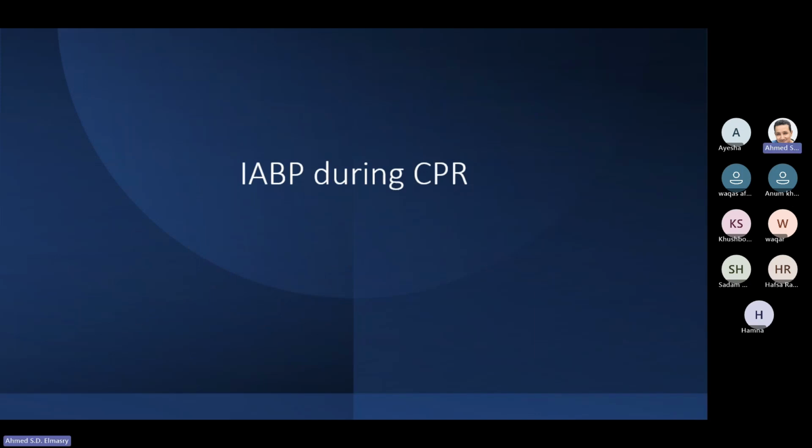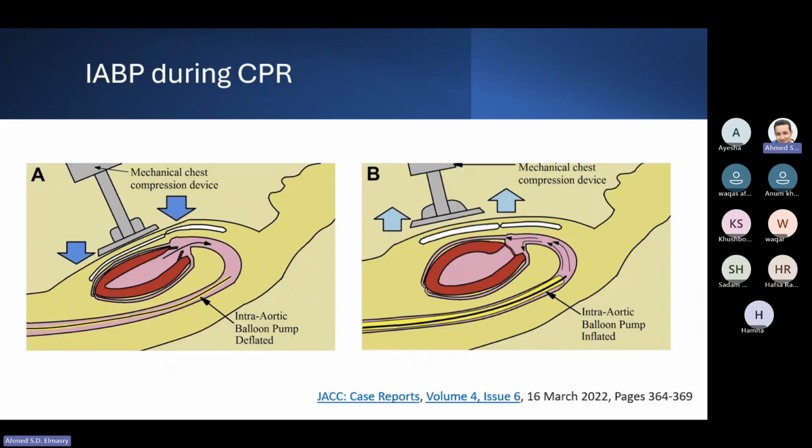The intra-aortic balloon during CPR. It has been published in many publications that the intra-aortic balloon is able to improve the outcome of CPR, because when you start the chest compression, the blood will go from the heart to the aorta, and the intra-aortic balloon will start the deflation. This will improve the forward flow of the blood.